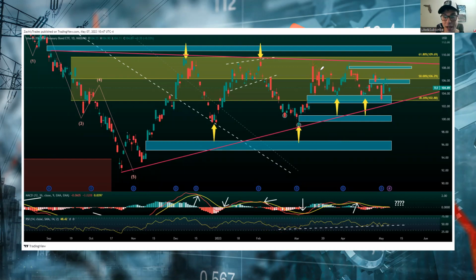Now, again, after that, we ended up forming another double bottom, seeing a strong push up. And really we saw the MACD curl back down right over here at this time period, and we saw another strong push down. That's when we formed that double bottom and we ended up seeing a strong push up.